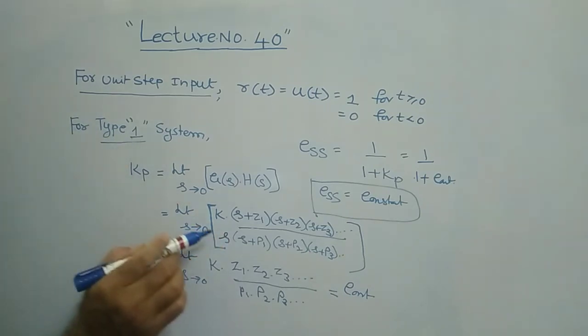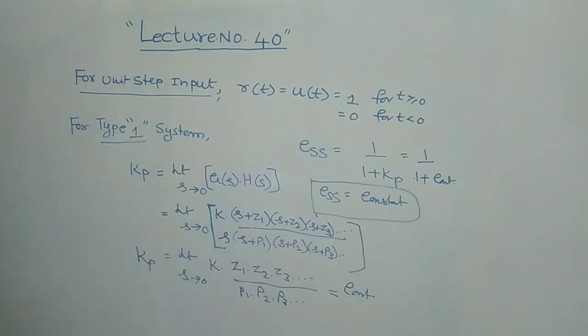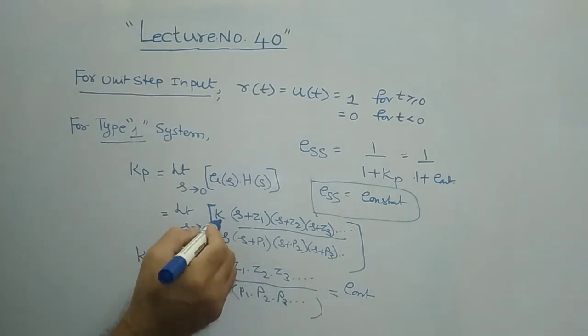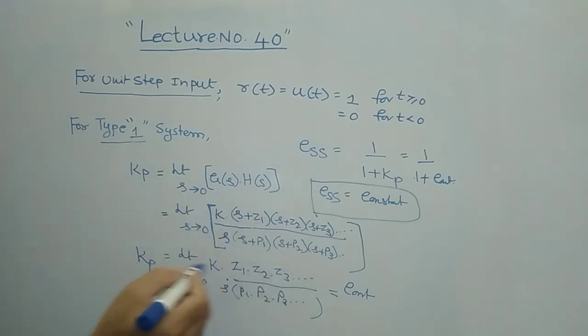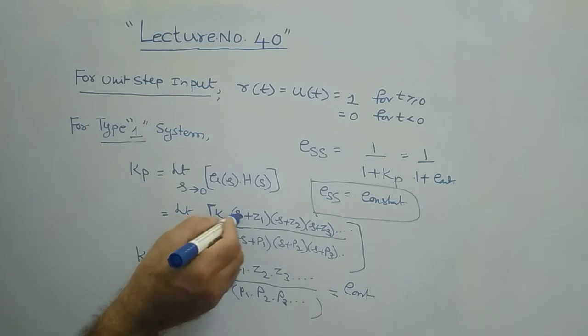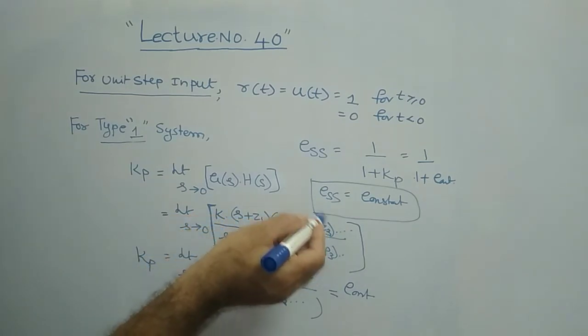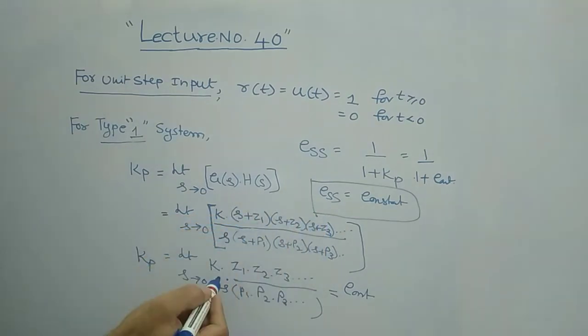Type 1 means one s you must have. Now clear? Now the same, only thing is the denominator, you will have s only, that's all. So you just add one s in the denominator, then remaining everything is same. Limit s tends to 0, k into (s plus z1)(s plus z2)(s plus z3), everything is same. Here also everything is same, only s will come.